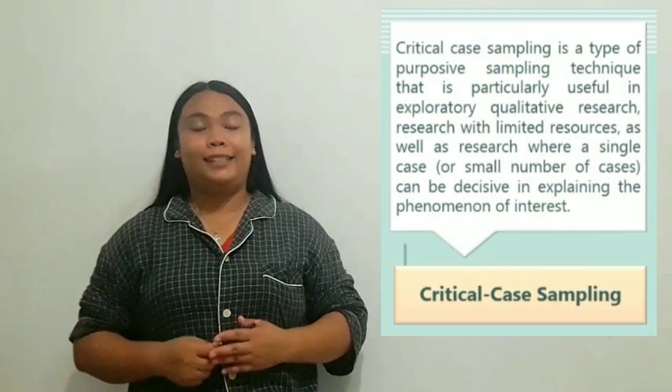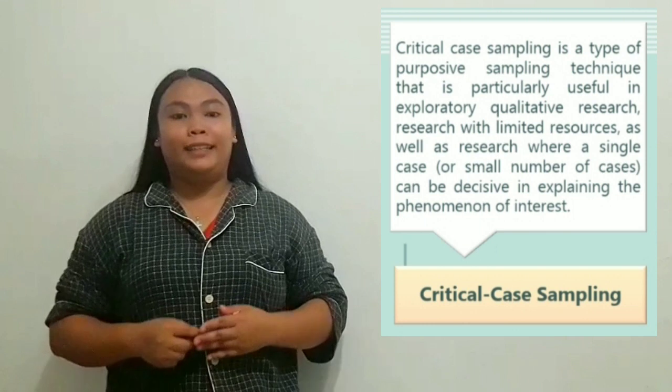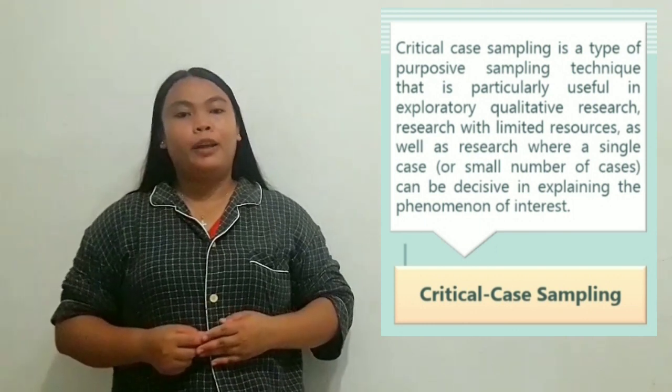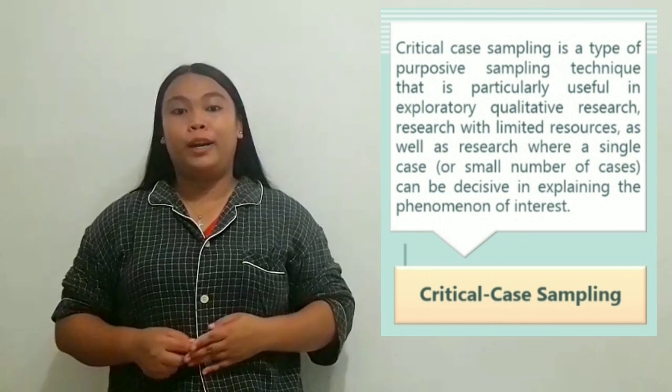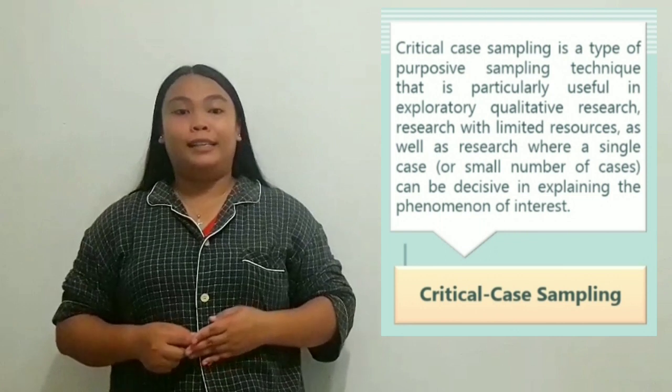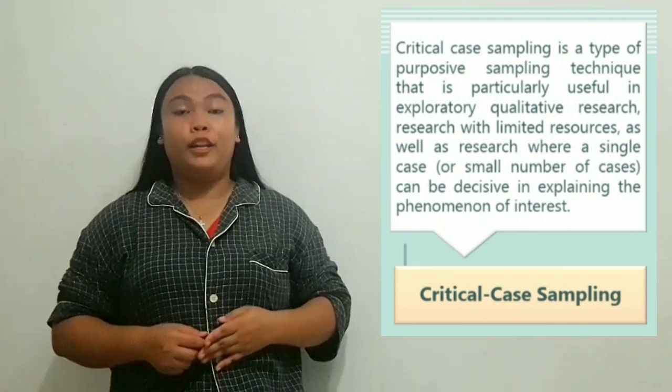After stratified purposeful sampling, let's move on to critical case sampling. It's a type of purposive sampling technique that is particularly useful in exploratory qualitative research, research with limited resources, as well as research where a single case or small number of cases can be decisive in explaining the phenomenon of interest. For example, let's say you want to investigate the impact of video games on teenagers. It would be difficult to select and investigate a sample of, say, 1,000 teenagers across the entire country. We can reduce the time and work by selecting a smaller geographical area within the country.